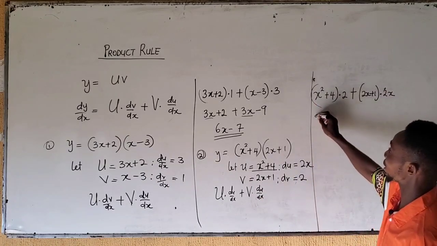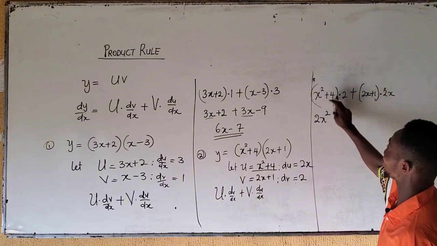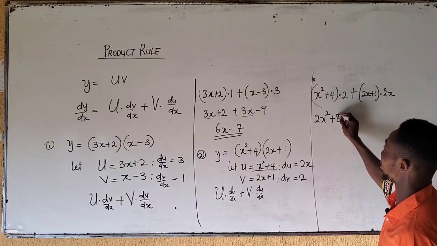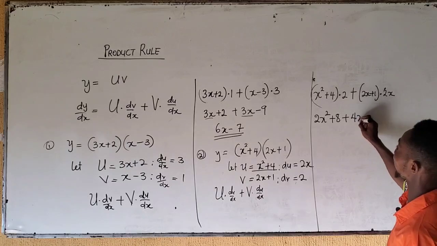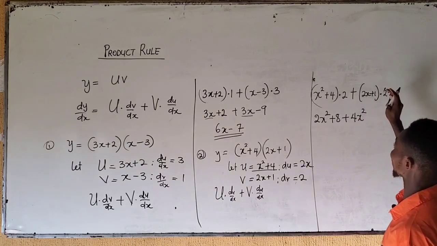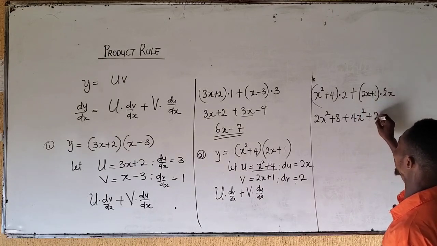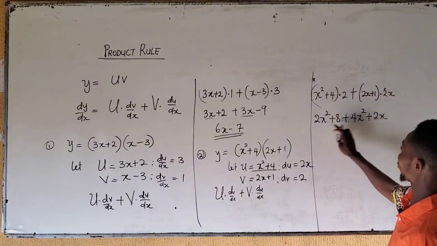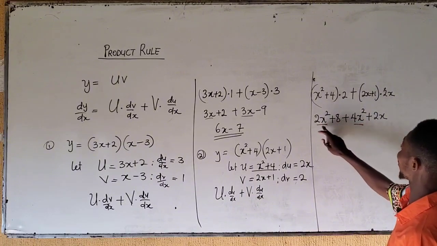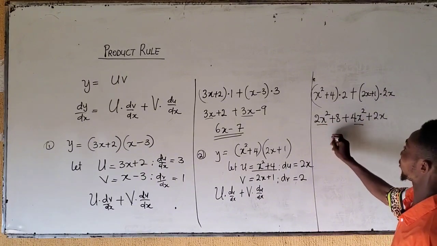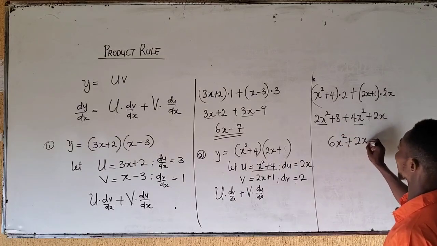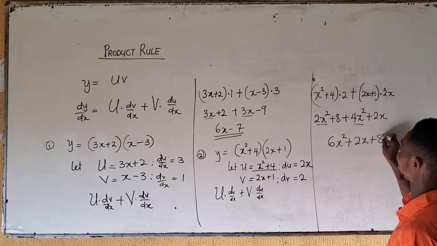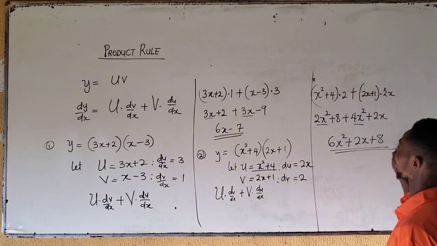2x times x squared, 2x cubed; 2x times 4, 8x; plus 2 times 2x will give us 4x; 2 times 1 will give us 2. So you group the similar terms together. 2x squared plus 4x squared will give us 6x squared plus 2x plus 8. Answer.